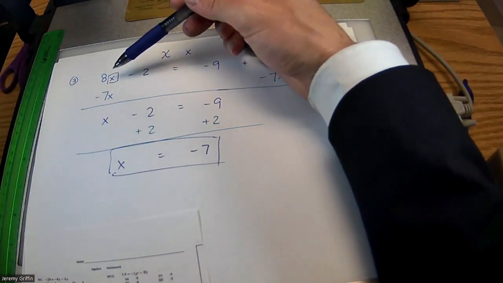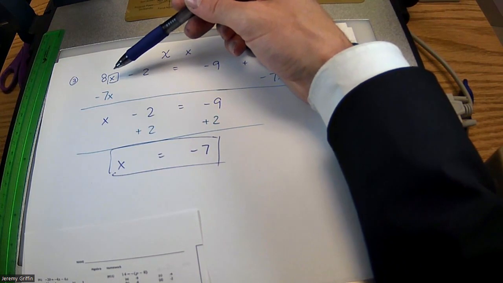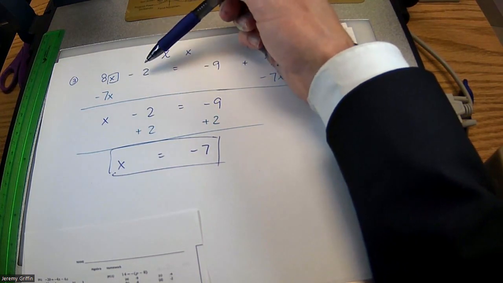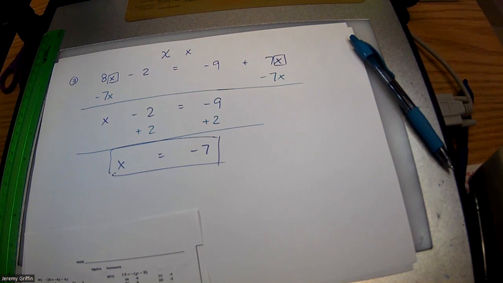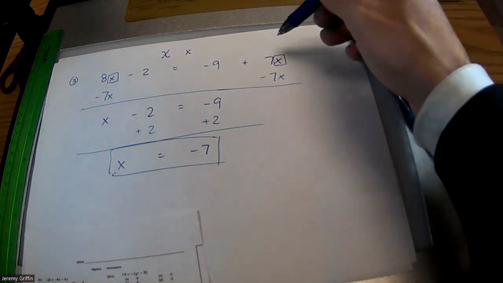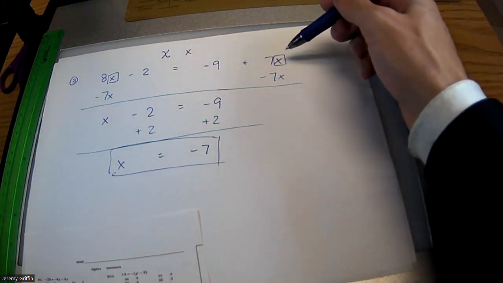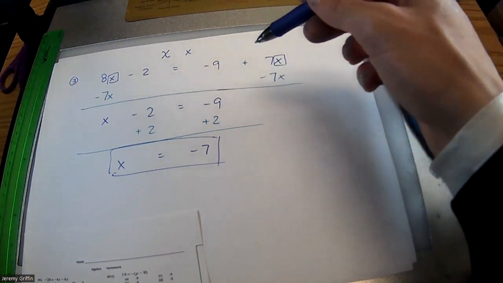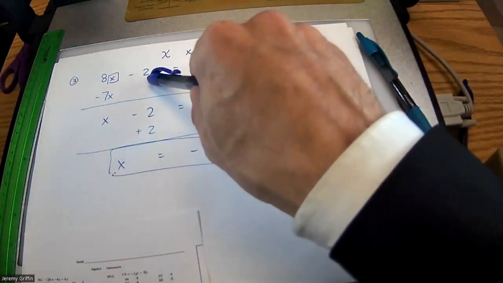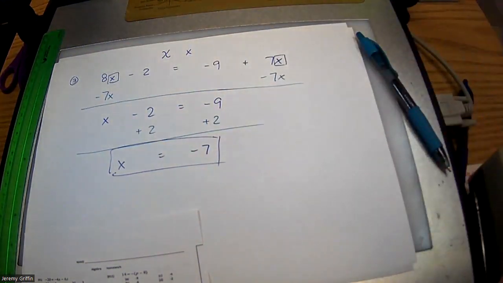What is 8 times negative 7? Negative 56. Okay, minus 2 is negative 58. So I see that the left side of that equation is negative 58. How about the right side? 7 times negative 7 is negative 49, minus 9 is also negative 58. You guys see negative 58 equals negative 58? So it checks out.